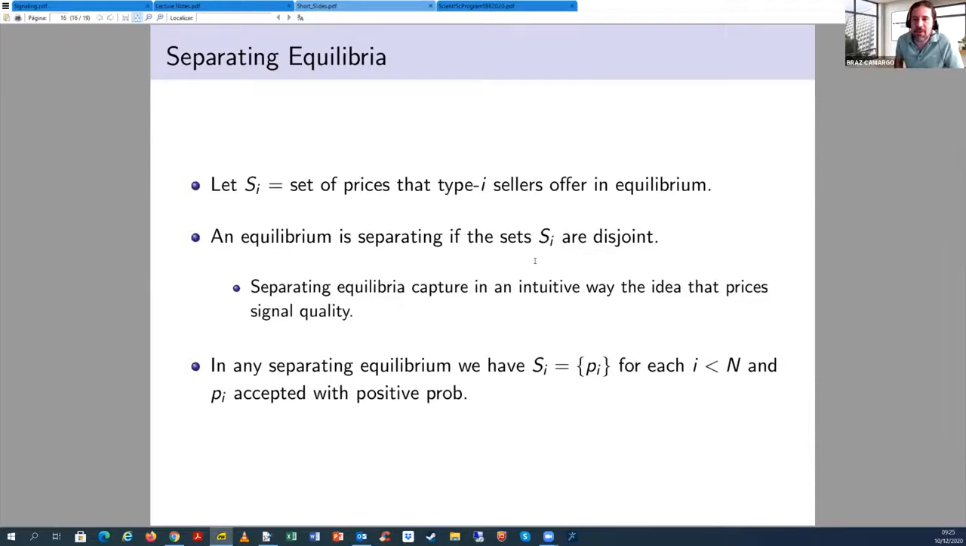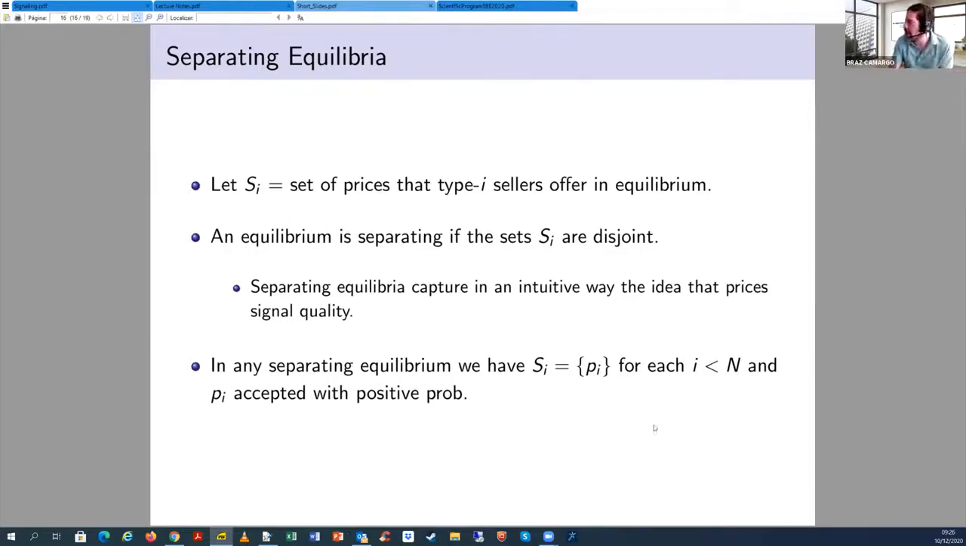Now let's briefly talk about separating equilibrium, because these are equilibria that capture in an intuitive way the idea that price signals quality. And our main result, that trading frictions are independent of market frictions, is going to be rather straightforward when you have separating equilibrium. Let me denote by S_i the set of prices that type i sellers offer in equilibrium.